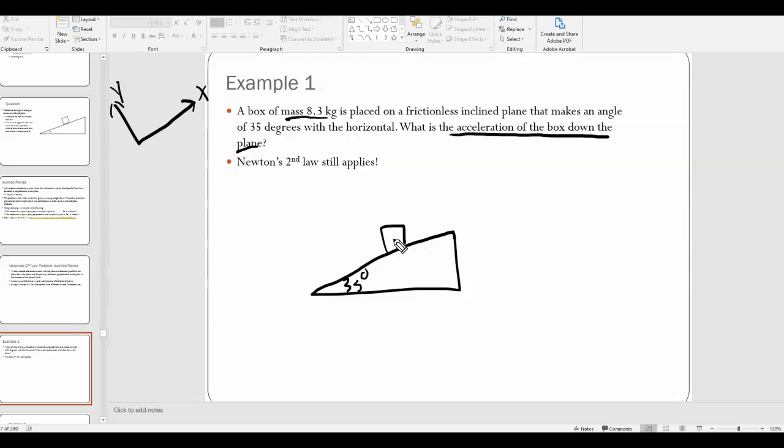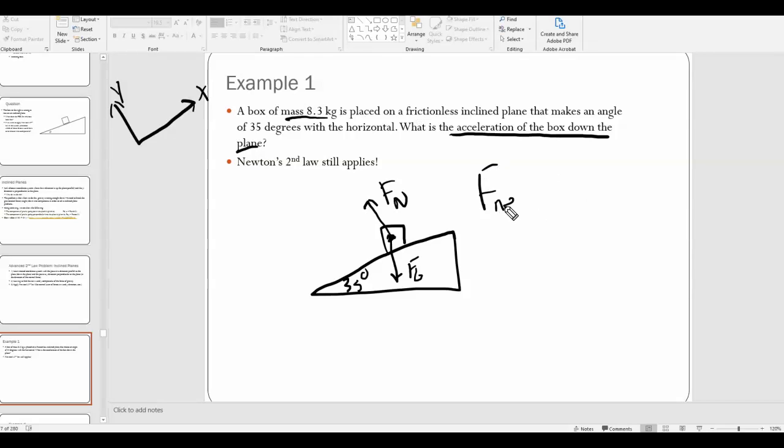So the FBD would look like FG going down, normal force perpendicular to the surface, and that's it. It says that it's frictionless, and it doesn't say anything about applied force. Those are the only two forces acting. So we have the FBD.